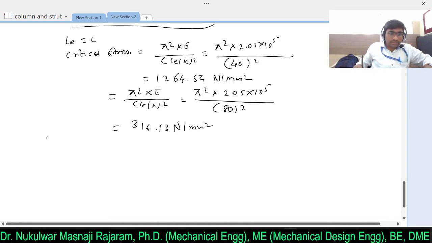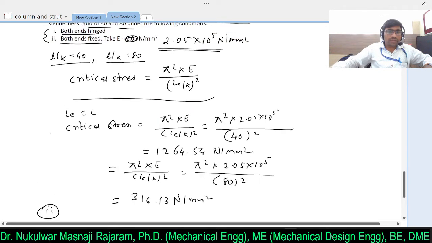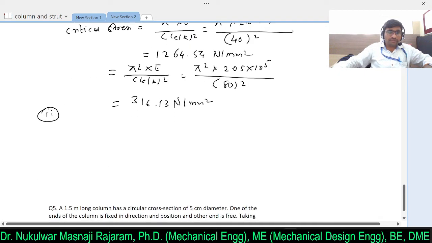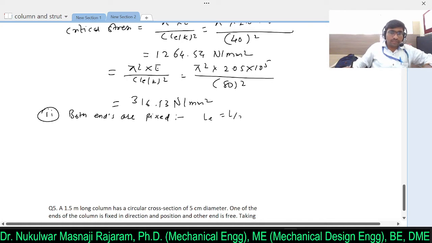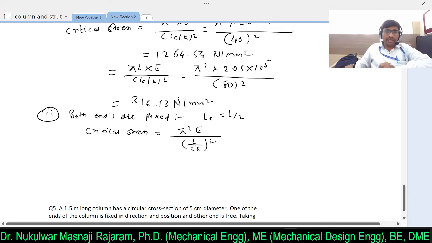Now I will consider the next case. What is the next case? Both ends are fixed. So in that case, we know LE will be L by 2. Clear? Now the critical stress formula will become pi square E divided by, now here, (L by 2 by K) square. Simple. Instead of L by K, here I will write L by 2.